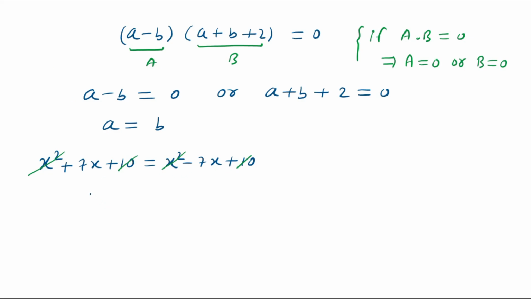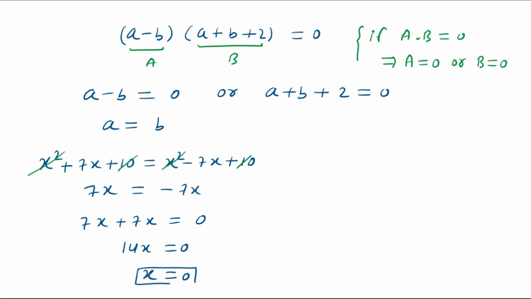On the left hand side 7x is equal to minus 7x. If we take all the expressions on the same side, then 7x plus 7x is equal to 0. 7x plus 7x is 14x, and this is equal to 0. Divide both sides by 14, then x is equal to 0. This is our first solution. The value of x is 0.